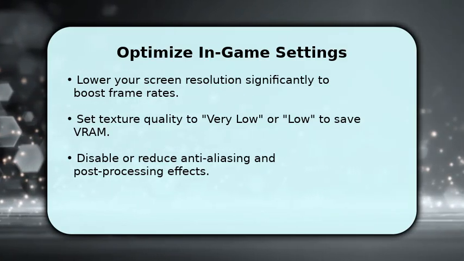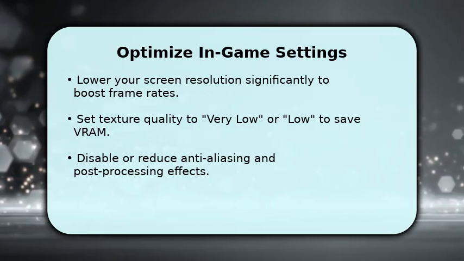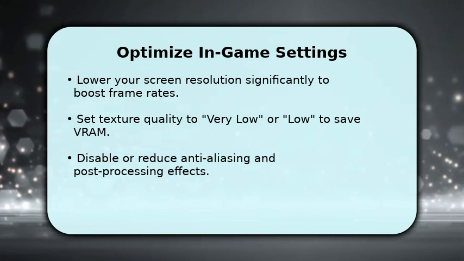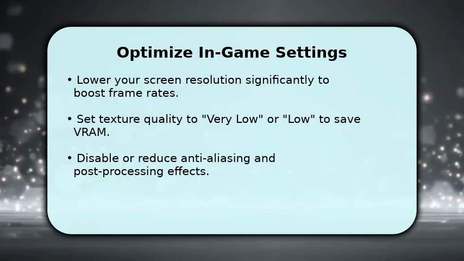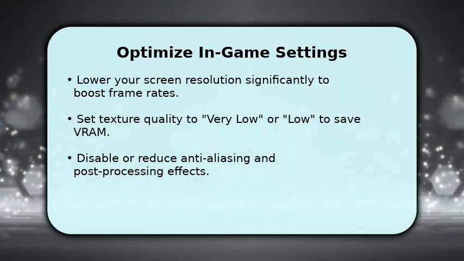Disable or significantly reduce anti-aliasing and post-processing effects like bloom or motion blur. Crucially, turn off shadows and reflections entirely, as these are very demanding on your graphics card. These adjustments will dramatically improve your frame rate.